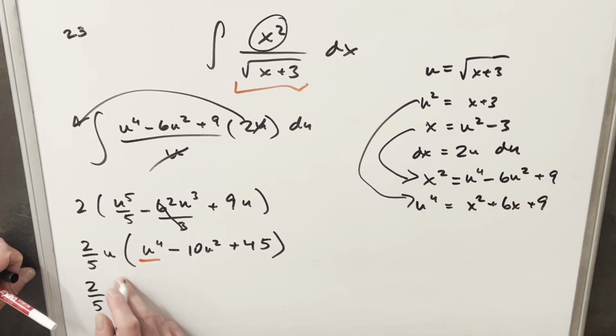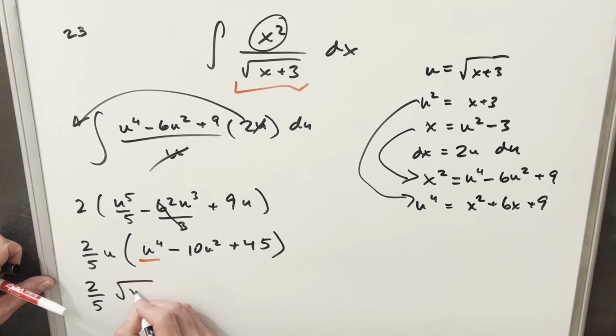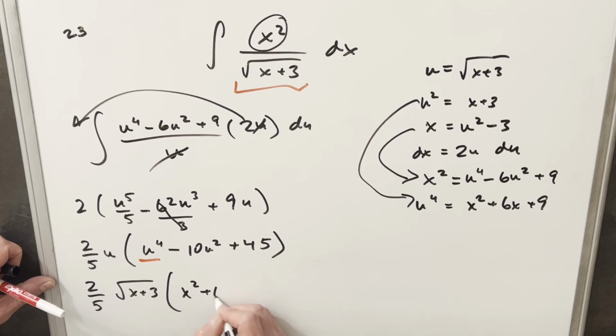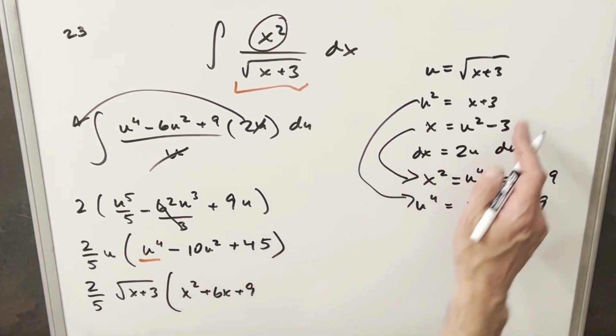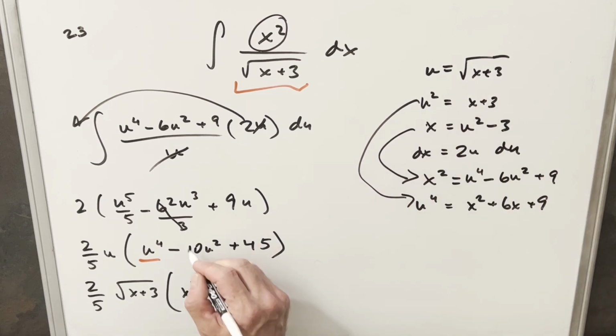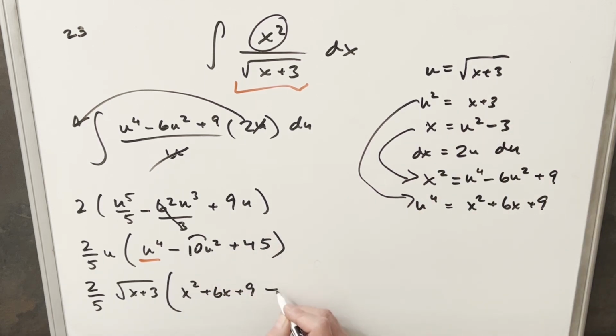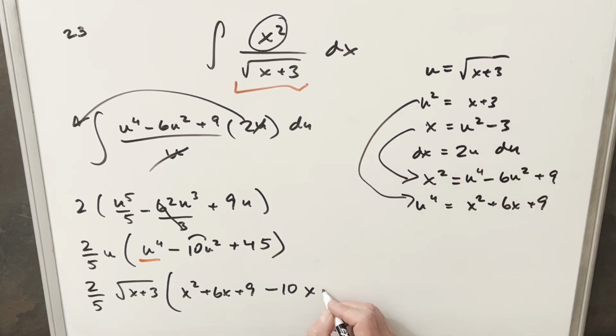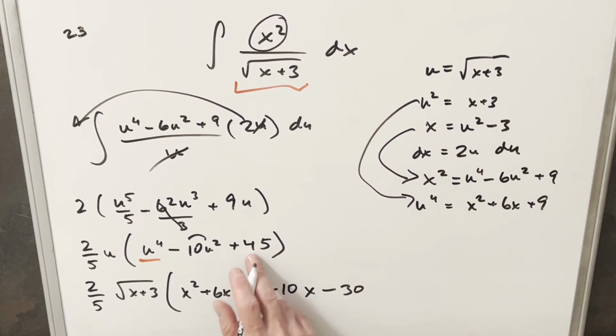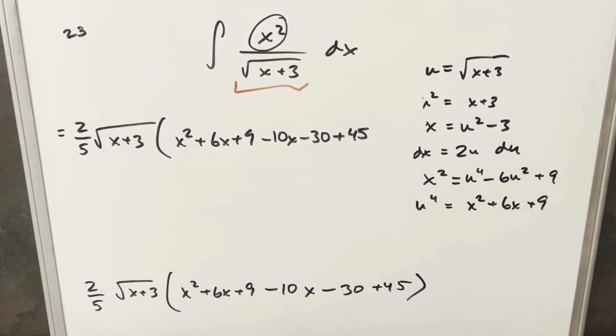So we're going to have 2/5. U is going to be the square root of x plus 3. We have our u to the fourth value, x squared plus 6x plus 9. On the u squared, I need to distribute in the minus 10, so we're going to have minus 10 times x plus 3, so it's going to be minus 10x minus 30, and then we just have a plus 45.